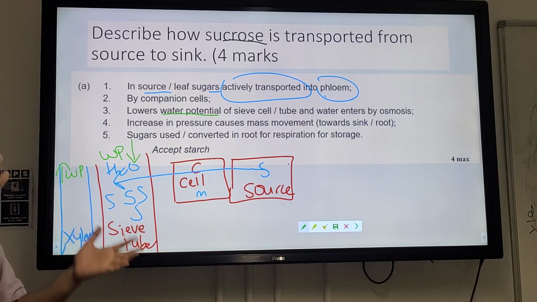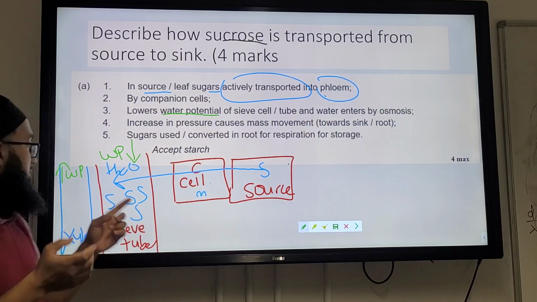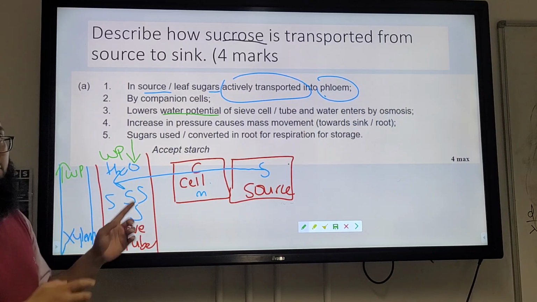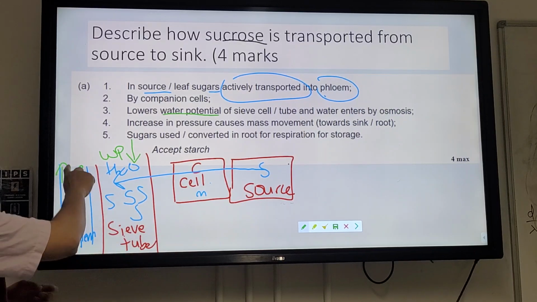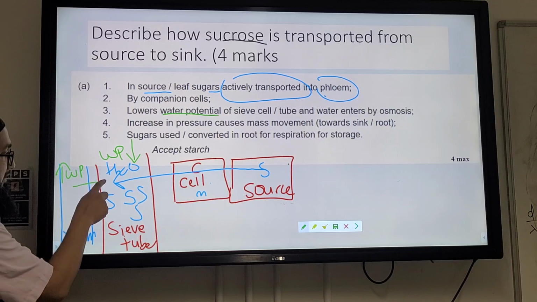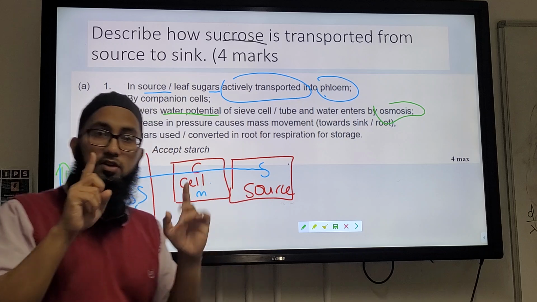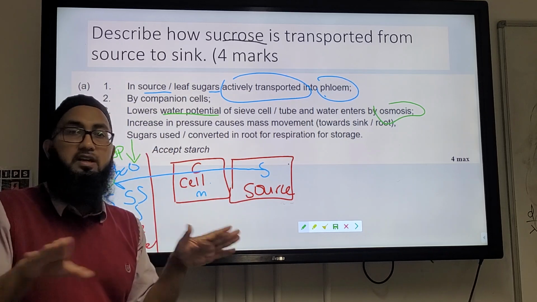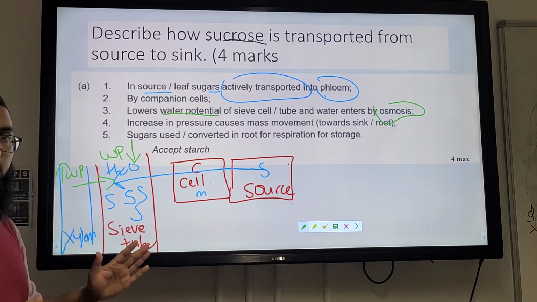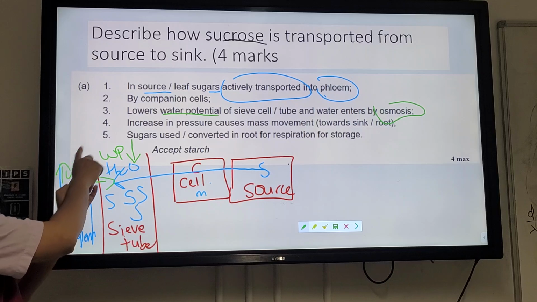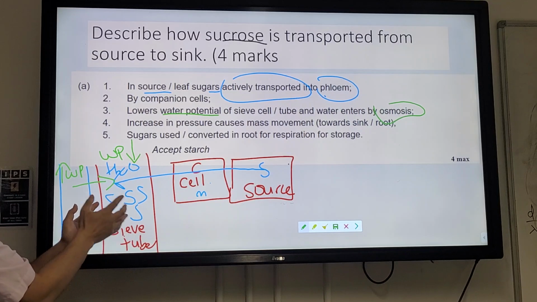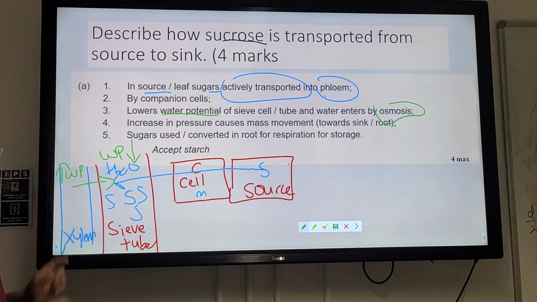Why is it high? It's the gradient. It's the difference, because the sieve tube is very low, so I've made a huge gradient there. So water enters from the xylem into the sieve tube via osmosis. If you don't mention osmosis, you don't get a mark. You have to mention the process name, osmosis, and make sure you write down how you made that gradient. Sucrose is what made that gradient.